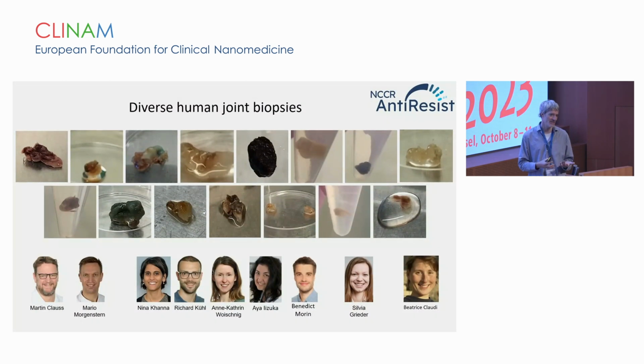Coming to the second part, this is human infections, like bone and joint infections with Staphylococcus aureus. We are very fortunate to have this pipeline from the clinics, from the surgeons and the infectiologists to us, and we have hundreds of these biopsies. Because in these bone and joint infections, you cannot cure them with antibiotics anyway. They don't work, even if the strain is susceptible in vitro. You have to first clean up the infection focus by surgery.